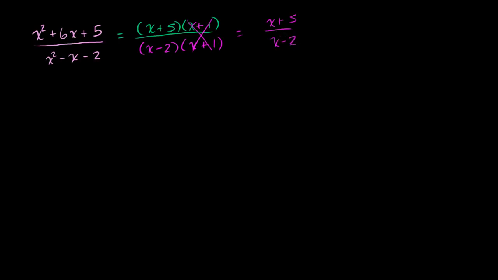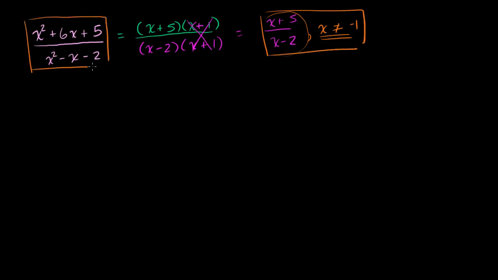But for them to really be equal, we have to add the condition that x cannot be equal to negative 1. We cannot, because if x is equal to negative 1, this is undefined. We have to add that condition because this by itself is defined at x equal to negative 1. You could put negative 1 here, and you're going to get a number. But this is not defined at x equal to negative 1. So we have to add this condition for this to truly be equal to that.